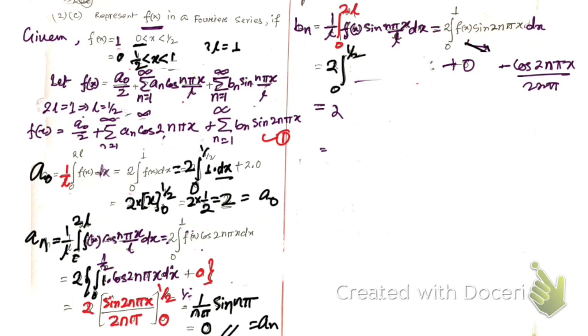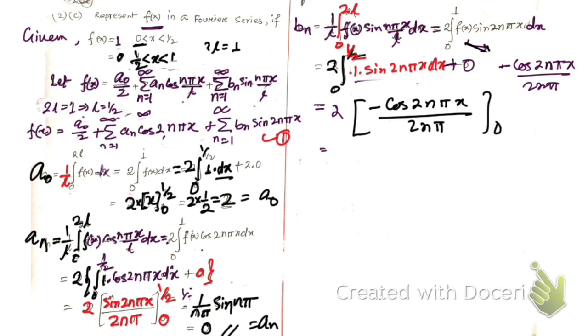So here we had, this is half, and here we had 1 into sine 2nπx dx, that is what we had, right? If you integrate this, then you're going to have minus cos 2nπx by 2nπ, from 0 to half, right? So when you put half here, when x is replaced by half, these two will be cancelled with that, and these two cancel.